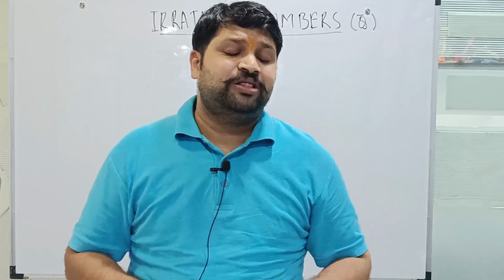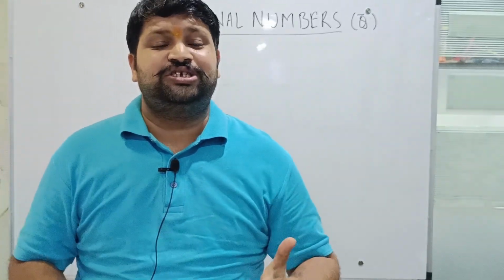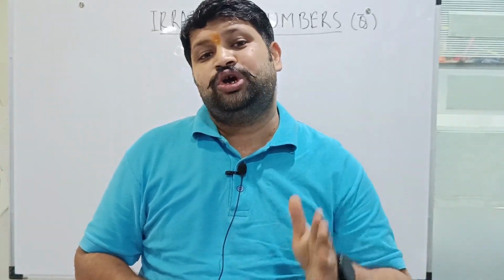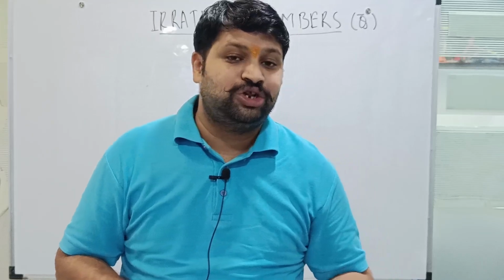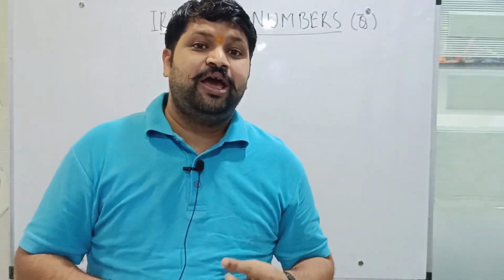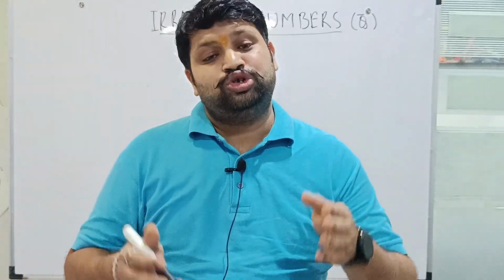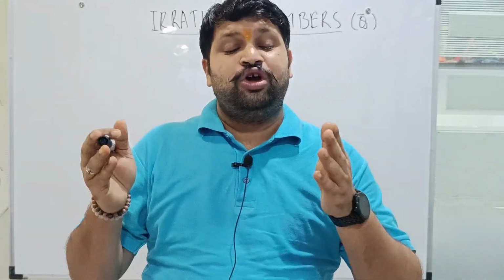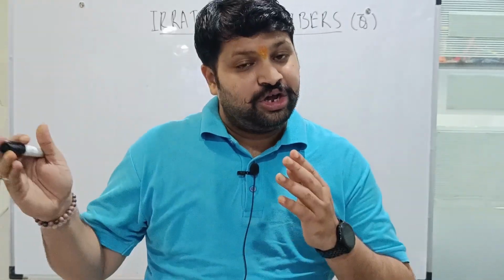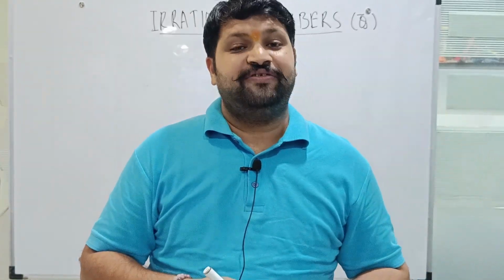The third thing that would come under the list of irrational numbers are numbers whose decimal expansion is non-recurring and non-terminating. So it won't recur itself, nor would it terminate. It would keep on going forever.